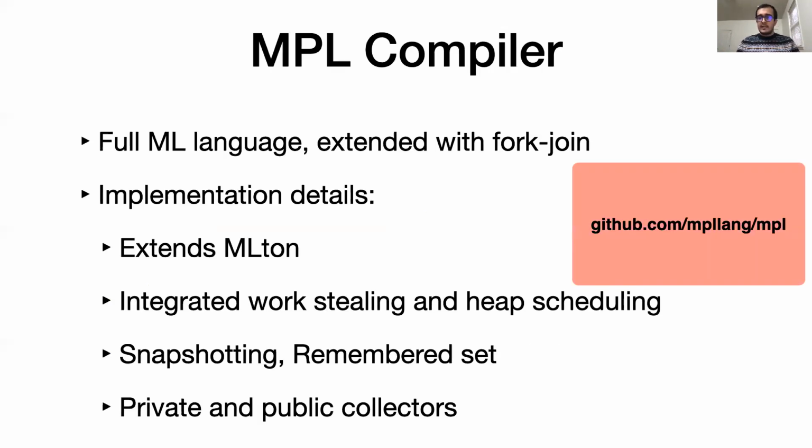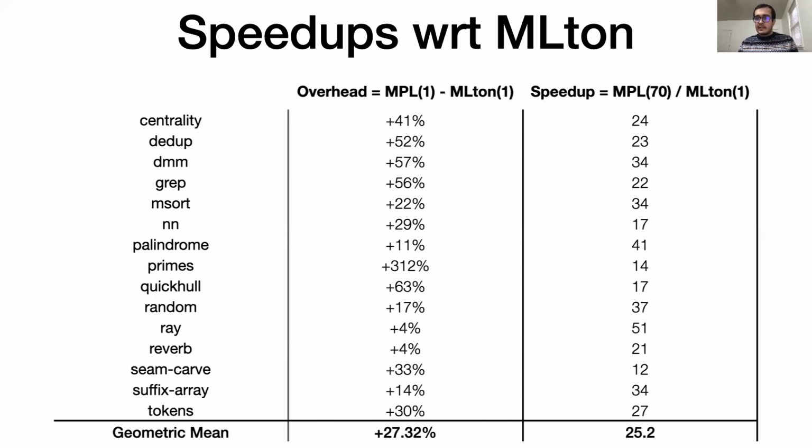We have implemented all of our techniques in the Maple compiler. Maple is a compiler for parallel ML, which extends MLton with fork join parallelism. We have integrated work stealing and heap scheduling. We have implemented snapshotting, remembered sets, private and public collectors, everything that I just described. We have some benchmarks that come from a wide variety of problem domains, and we compare it against MLton. MLton is a very fast and established compiler for sequential ML. It generates very good code. So it is a good sequential baseline for us to compare our techniques against because we are talking within the same language.